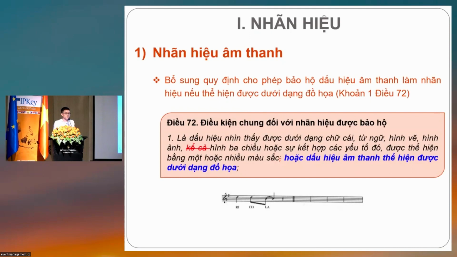There are some other things related to sound marks that have been incorporated in the IP law. In Article 73, it talks about the factors that are not protected, that is, the signs containing the sounds.